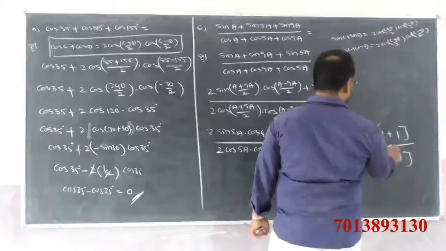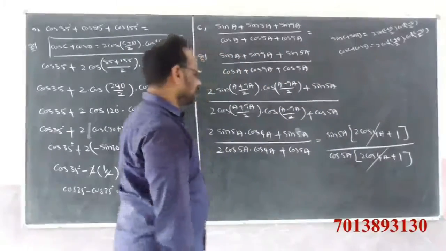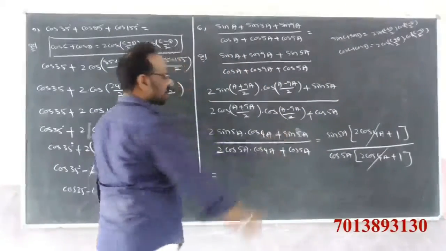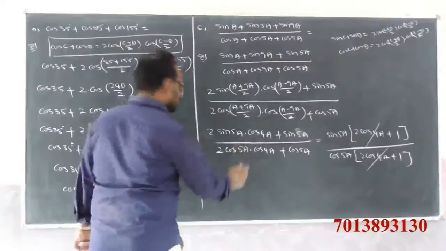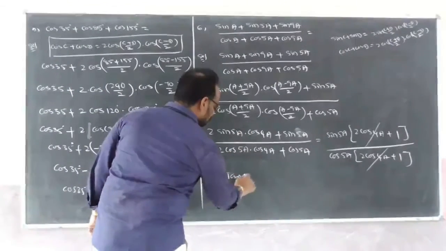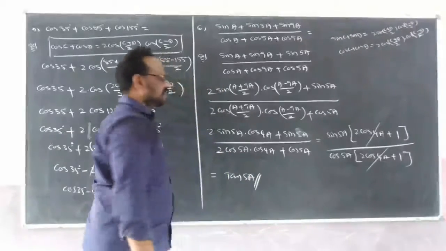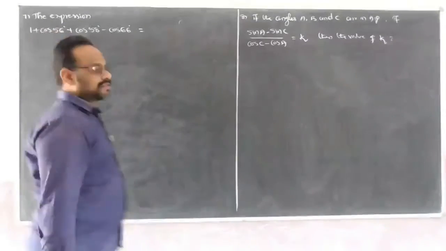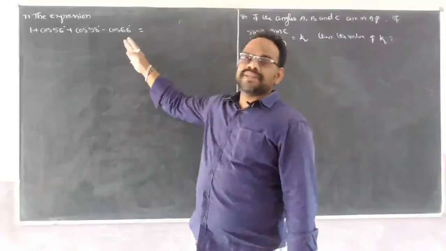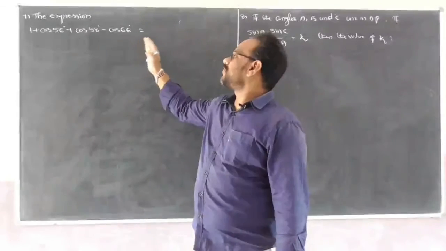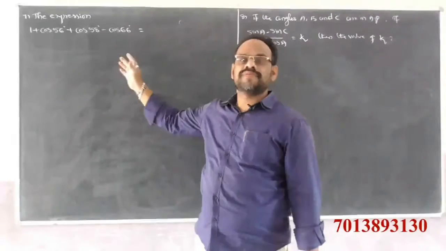Clearly 2 cos 4A plus 1, 2 cos 4A plus 1 get cancelled. We get here sine by cos. Already we know that sine ratio by cos ratio is nothing but tan ratio. Sine by cos is nothing but tan. Yes. Next problem. The expression 1 plus cos 56 plus cos 58 minus cos 66, value we want.